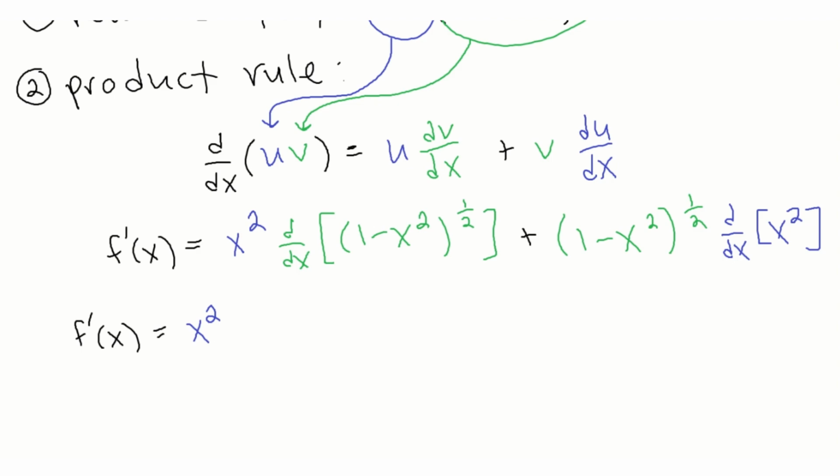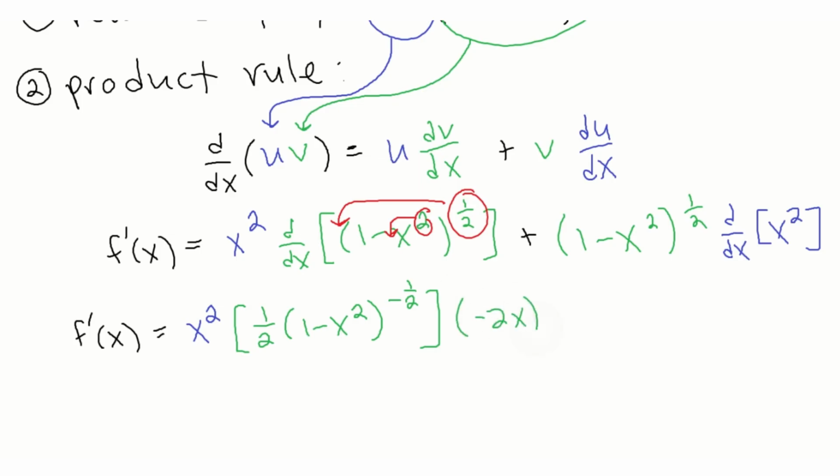is a composite function, so we need to apply the chain rule. Let's bring the exponent down, keep the inner function, and reduce the exponent by 1. Then we need to multiply that by the derivative of the inner function. By the power rule, the derivative of negative x squared is negative 2x. Let's add that to the second function times the derivative of the first function. The derivative of x squared is 2x.